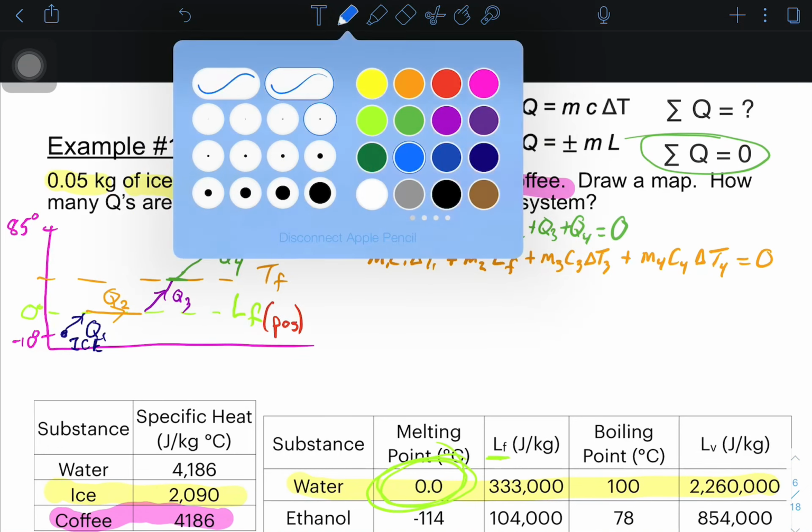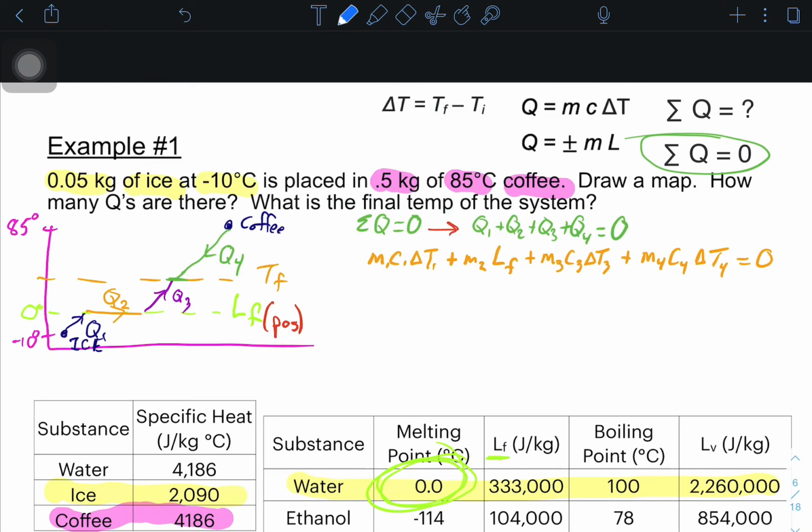So let's start putting some numbers in. What is my mass at Q1? Q1 is my ice, my ice heating up. The mass of my ice cube is 0.05. The specific heat of the ice, since it is in the ice state, is 2090, times my change in temperature. Q1 is from here to here, so delta T is final minus initial, which is 0 minus a negative 10. That's my Q1.